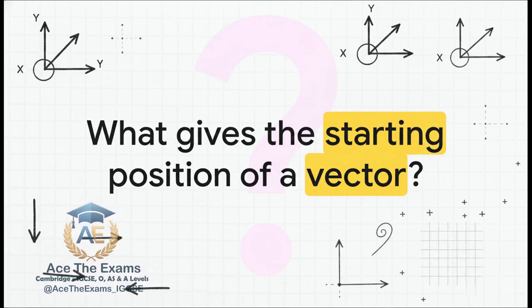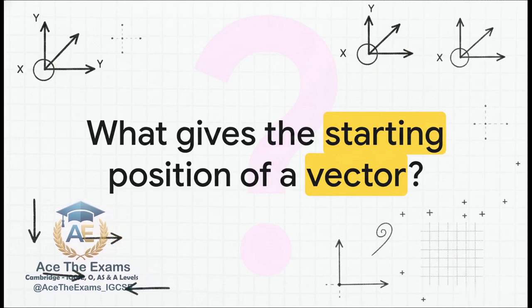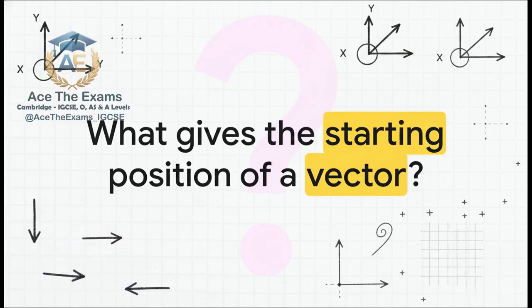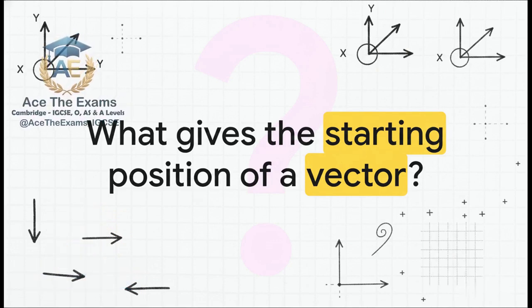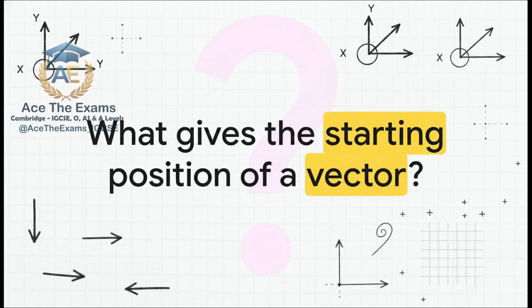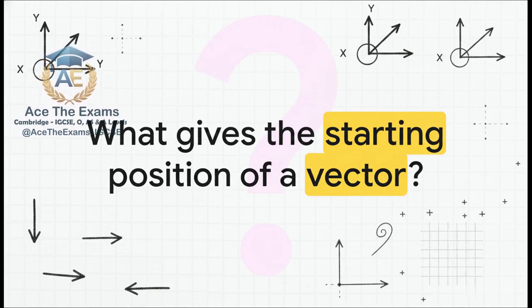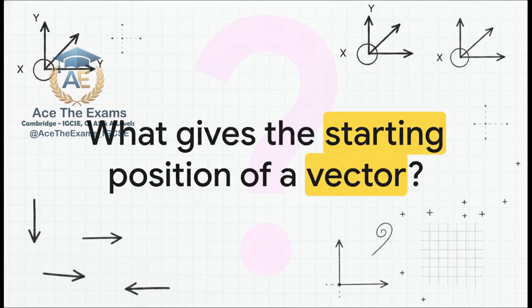So, to leave you with one final thought, if a vector tells you exactly how to move, what mathematical concept tells you where you started? Think about how position vectors anchor this movement to a specific origin. That's something I invite you to explore next time as you continue mastering your exams.